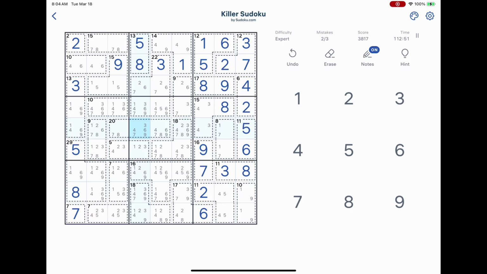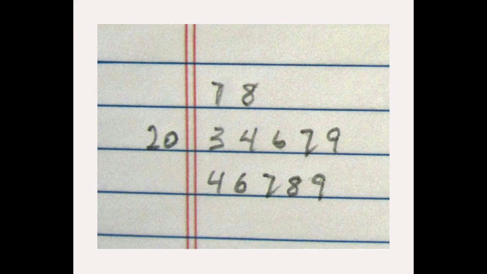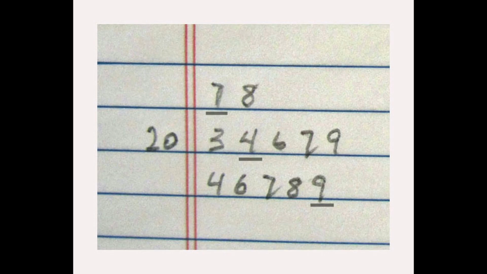Look at the 20 sum in row 5. Using pencil and paper, write 7, 8 on the first line, 3, 4, 6, 7, 9 on the second line, 4, 6, 7, 8, 9 on the third line. The target number is 20. 7 and 3 is 10. Nope. 7 and 4 is 11 plus 9 is equal to 20. Yes. 7 and 6 is 13.